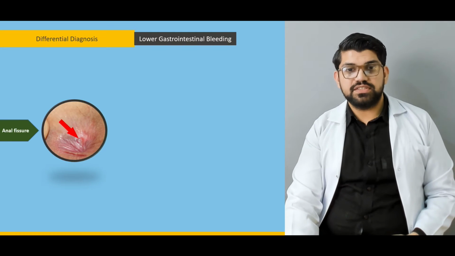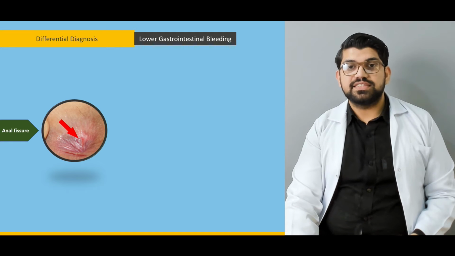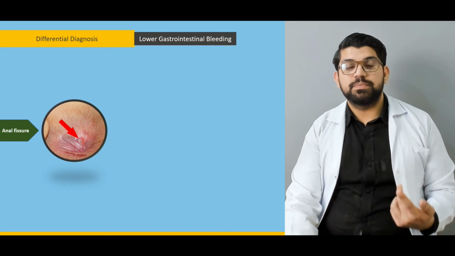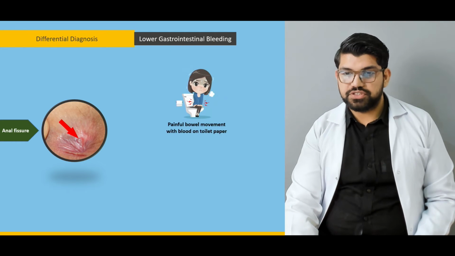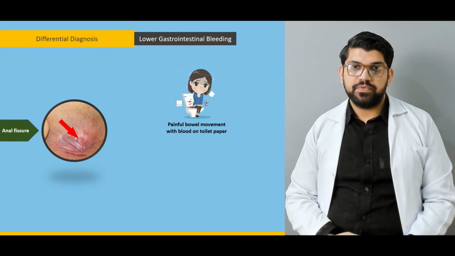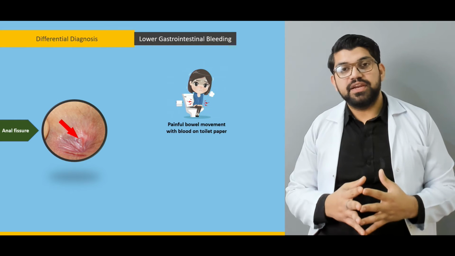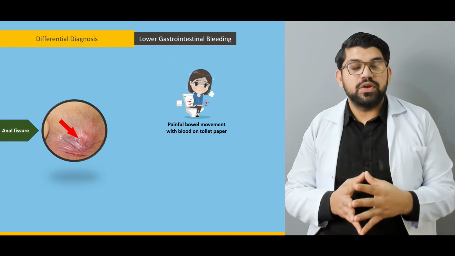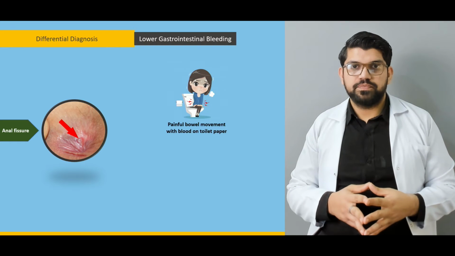Some diseases that are common with lower GI bleed are anal fissure, that is, erosions of the skin of the anal canal. How to assess? Simple digital rectal examination. That's a painful examination in these patients. So painful bowel movements, blood with the toilet paper. What happens is the patient comes to you. At times, per rectal bleeding is not appreciated by most of the patients. They are not aware of melena or a simple bloody stool.